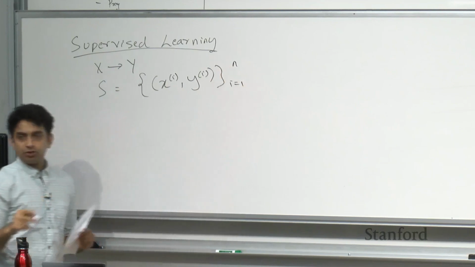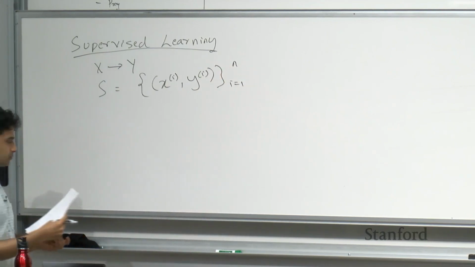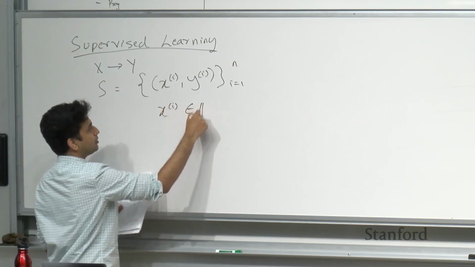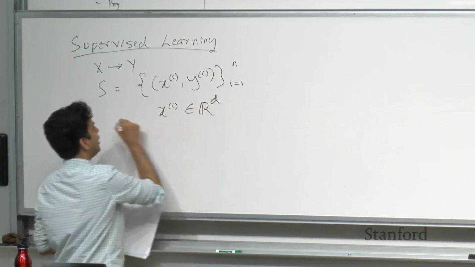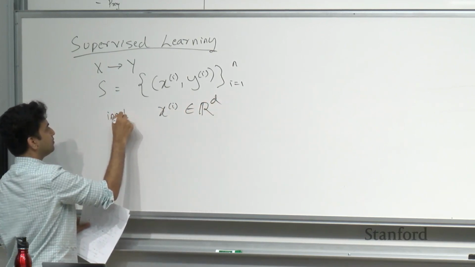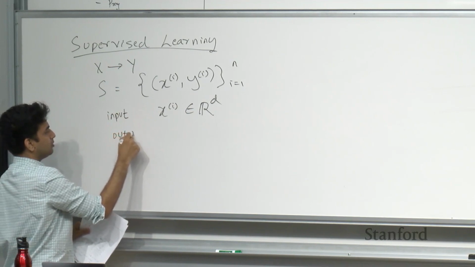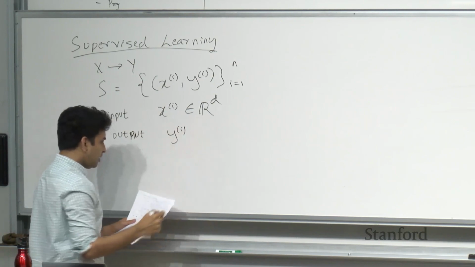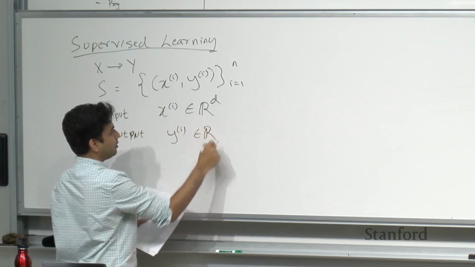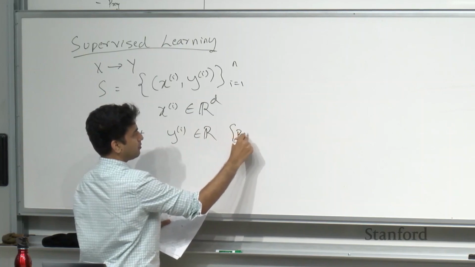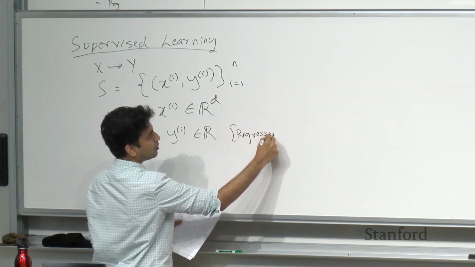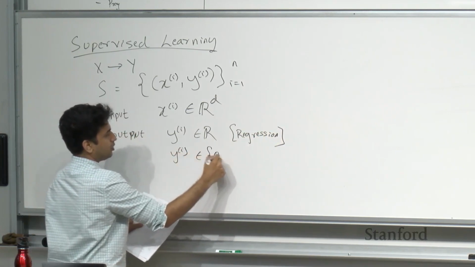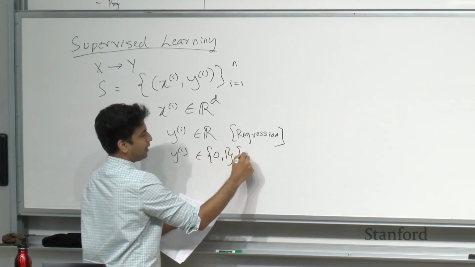Generally, small n refers to the number of examples in our training set. Right? And Xi generally resides in a d-dimensional space, and this is usually called the input. Right? And output yi, if it's real valued, then we call this regression. Right? If yi is either 0 or 1, we call this binary classification.